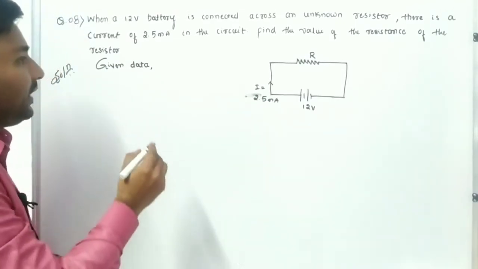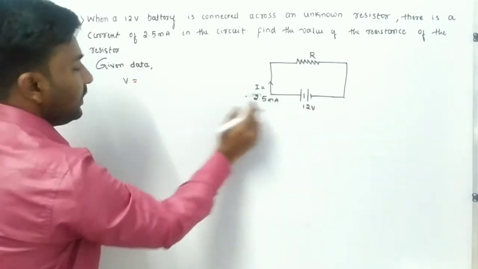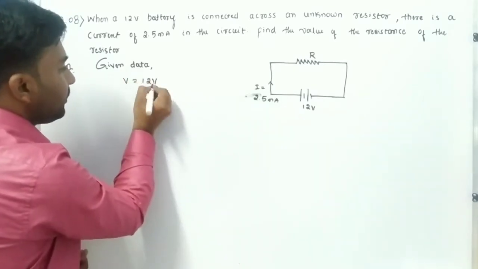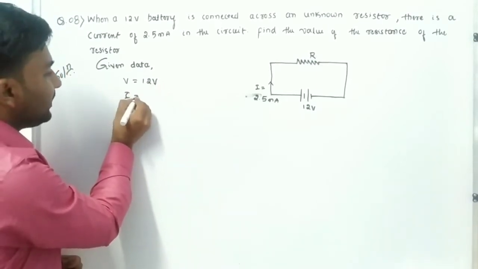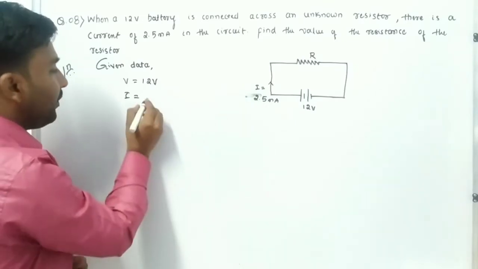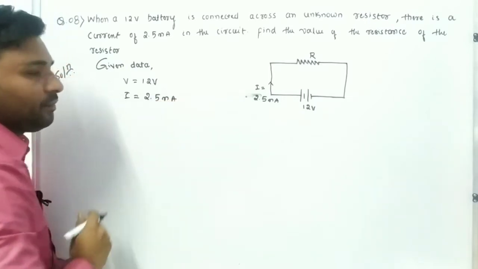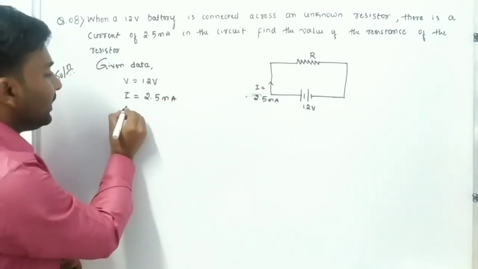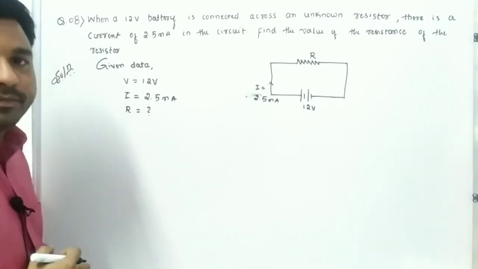So what is the given data here? The potential difference is 12 volt, and how much current is flowing in the circuit? It's 2.5 milliampere. We have to calculate the resistance of the resistor.